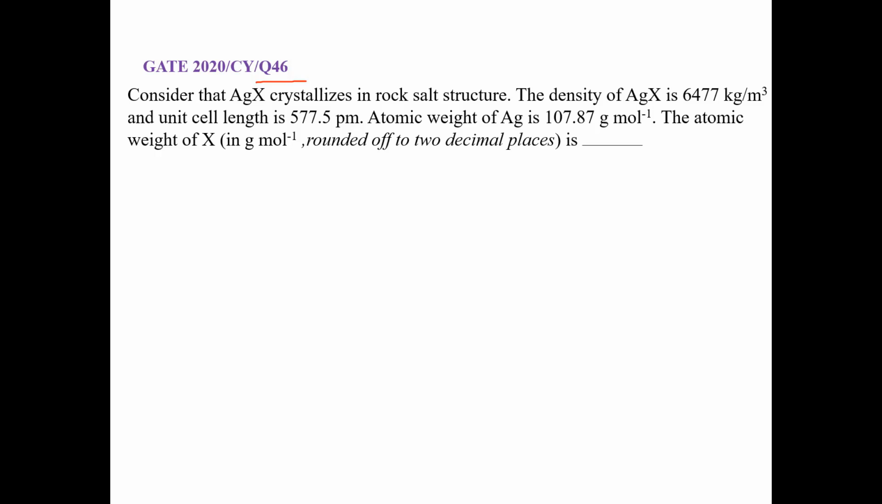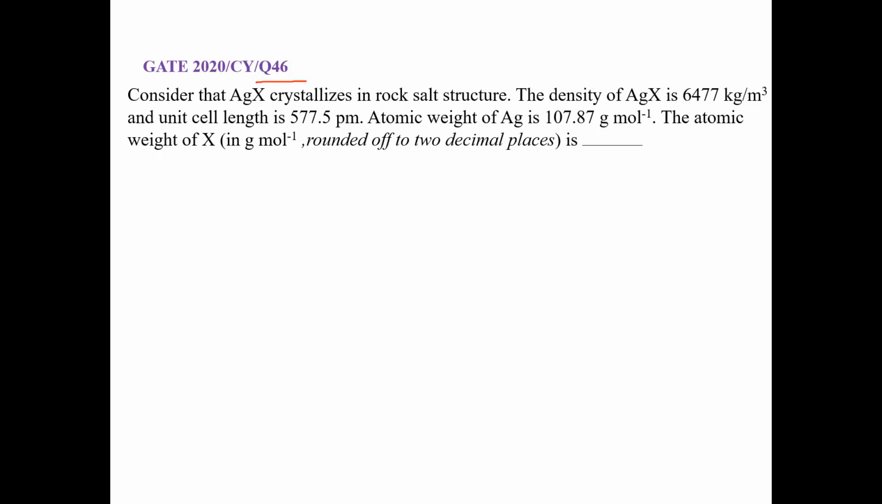The density of AgX is 6477 kilogram per meter raised to 3 and unit cell length is 577.5 pm. Atomic weight of Ag is 107.87 gram per mole. The atomic weight of X in gram per mole rounded off to 2 decimal places is.